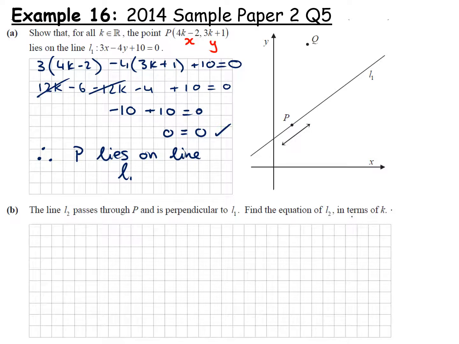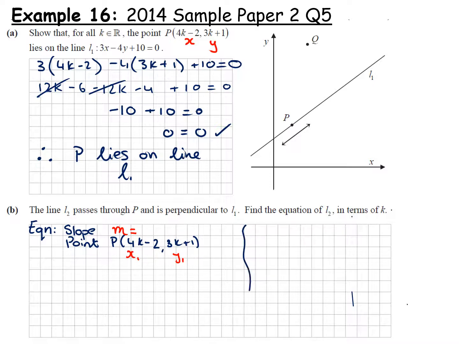So then it says the line L2 passes through P and is perpendicular to L1. Find the equation of L2 in terms of K. So first thing we need to do is figure out, if I want to get the equation of a line, what 2 things do we need? So we need a slope and we need a point. Now, we do know the point because it goes through P. So we have P, which is 4k minus 2, 3k plus 1. And that will be our x1, y1. We need a slope, which is m, but we don't know that yet.